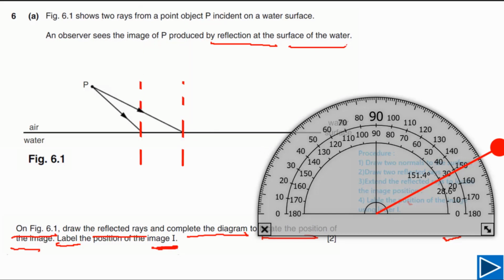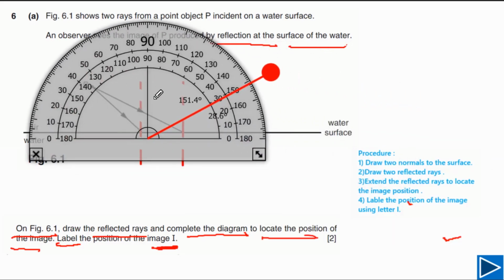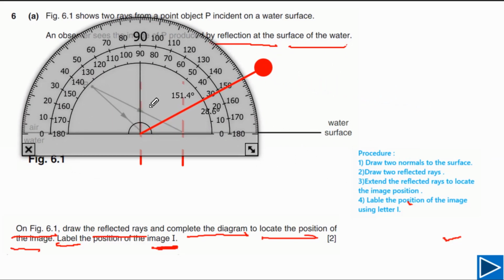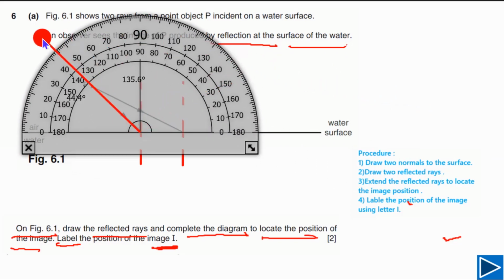The next step is to draw reflected rays. For reflected rays, again we need a protractor, so we can place our protractor here. We need to measure the angle of incidence. The angle of incidence is around 47 degrees, because the angle of incidence is measured from the normal. So the angle of reflection is also around 47. Angle of reflection is this.